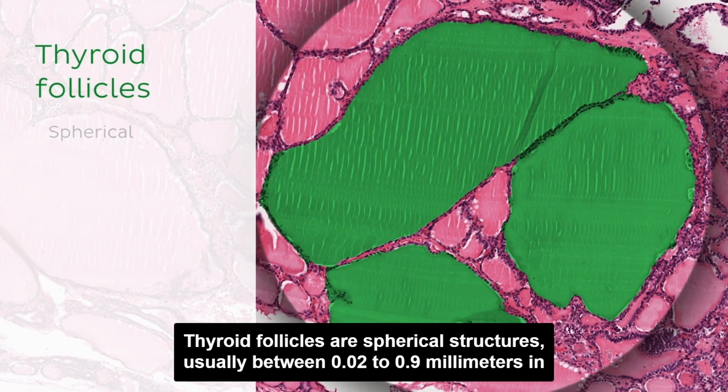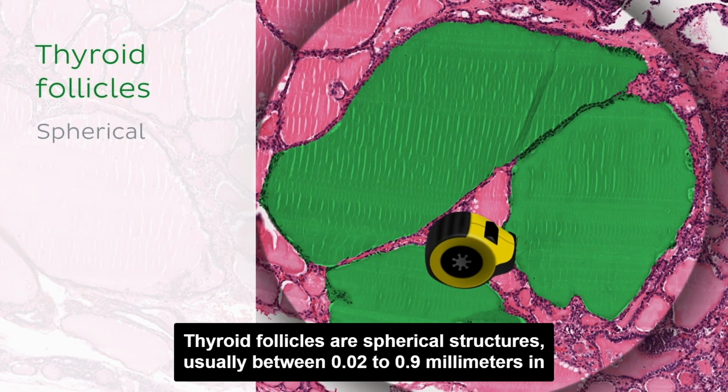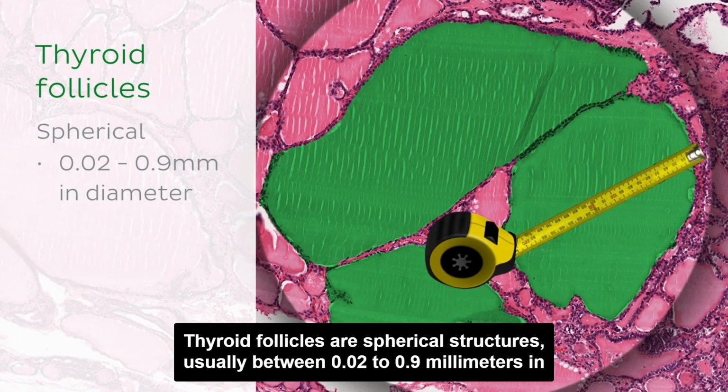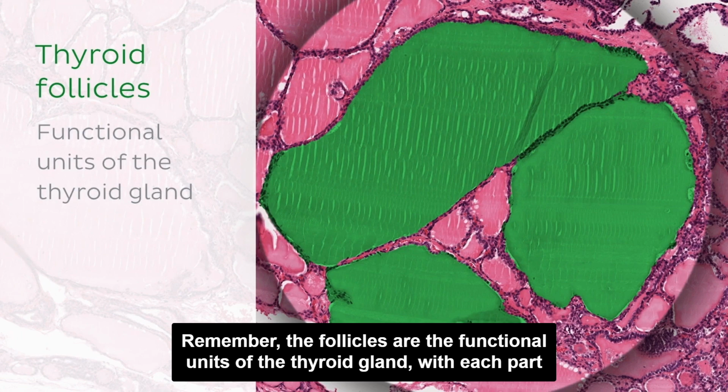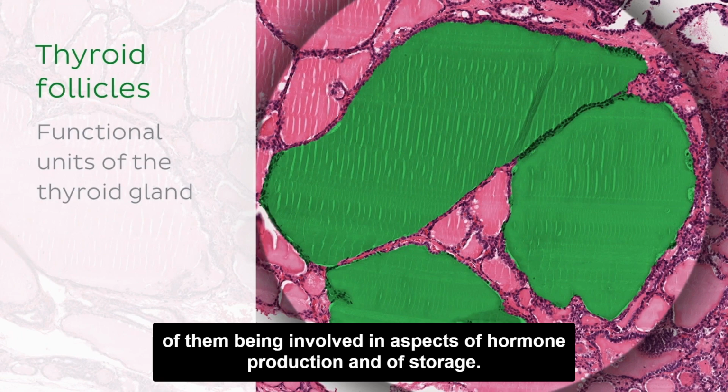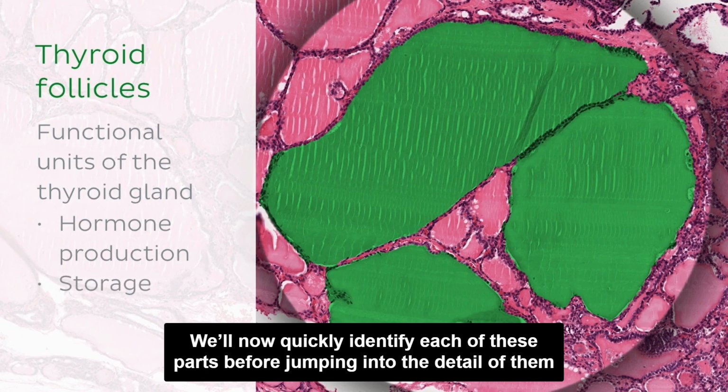Thyroid follicles are spherical structures, usually between 0.02 to 0.9 millimeters in diameter. Remember, the follicles are the functional units of the thyroid gland, with each part of them being involved in aspects of hormone production and/or storage. We'll now quickly identify each of these parts before jumping into the detail of them later on.